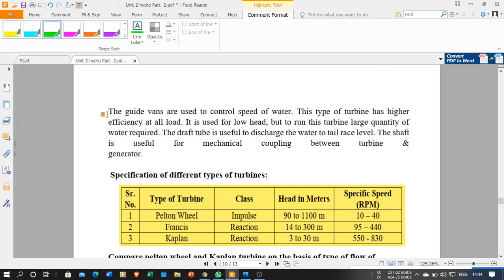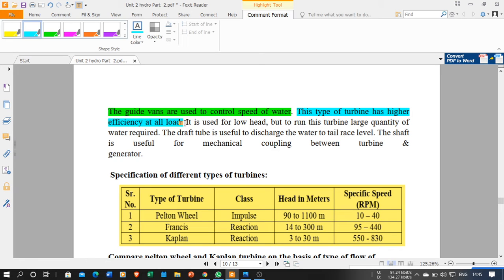The guide vanes are used to control the speed of water. In the case of the Kaplan turbine, if I want to reduce the energy generation, I need to reduce the speed, so I just use the guide vanes. Change the position of the guide vanes, and it will control the speed of the water. This type of turbine has higher efficiency at all loads. Irrespective of the load on the system, it gives better, higher efficiency.